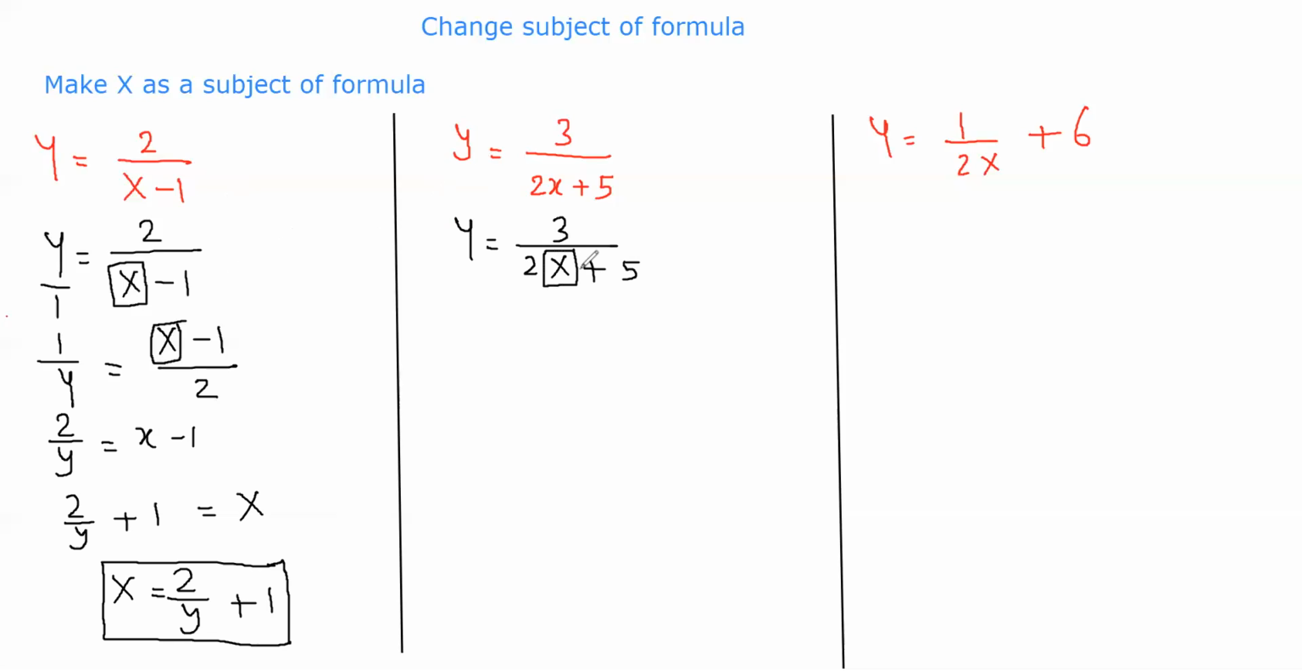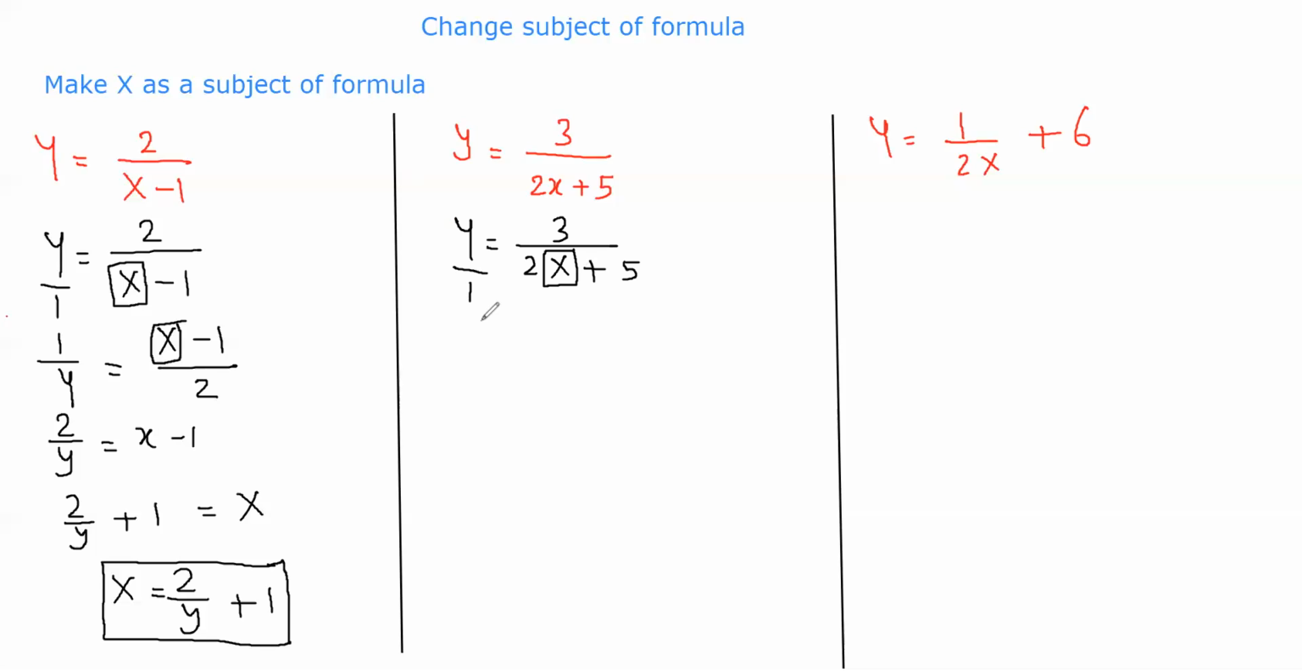Right now you can see this x is coming into the denominator, into the divide. We have to shift it into the numerator, so we have to flip the fraction. In the equation we cannot flip only the 3 over 2x plus 5. We have to look at the left hand side as well. There is only the y, so I can consider there is a 1 in the denominator.